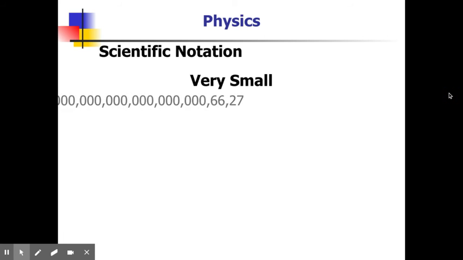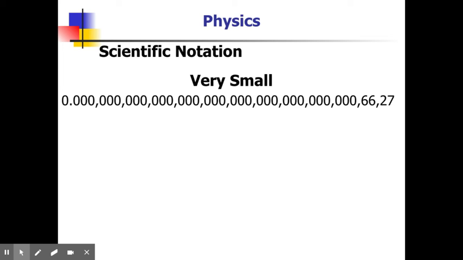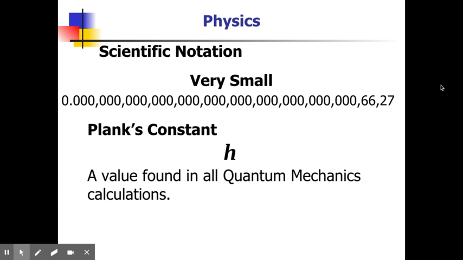A small number like that one. Oh my goodness gracious, that's itty bitty tiny. Milli, micro, yeah, way the heck out there. What is that? Well, it's a fundamental constant in our universe. That is Planck's constant, h. It is a value found in all quantum mechanics calculations. 6.627 times 10 to the minus 34.